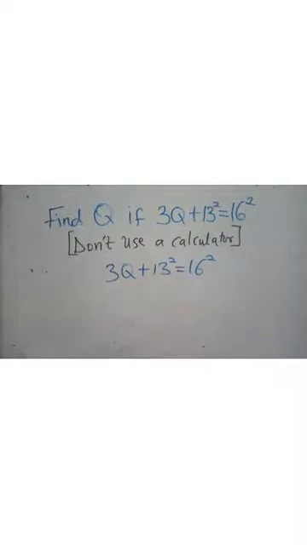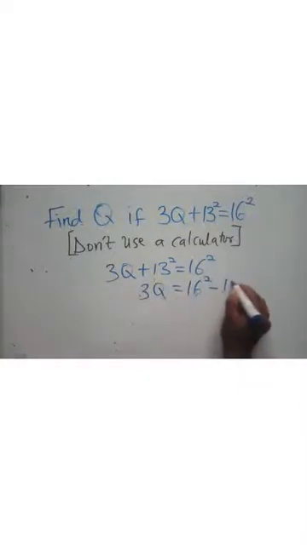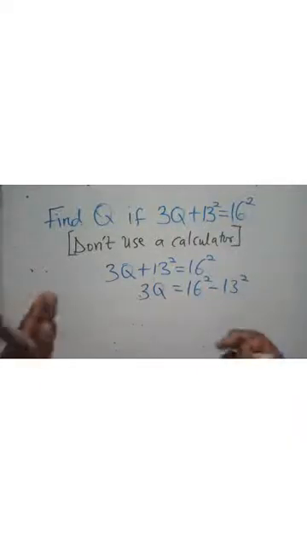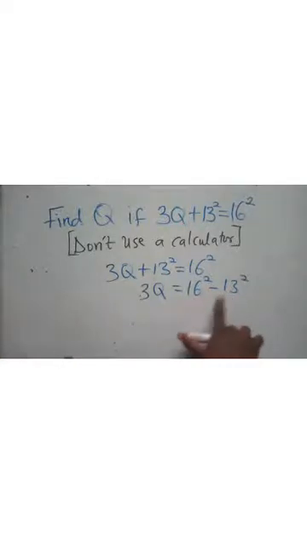Of course, if I'm to find Q, then that means I have to make Q the subject. So I will leave 3Q on the left side of the equal sign, and I'll send 13 squared to the right side. There will be a change of sign, so I'll have 16 squared minus 13 squared. Now the examiner is asking you not to use a calculator, and that tells you that from here you should understand that I am subtracting 2 squares.